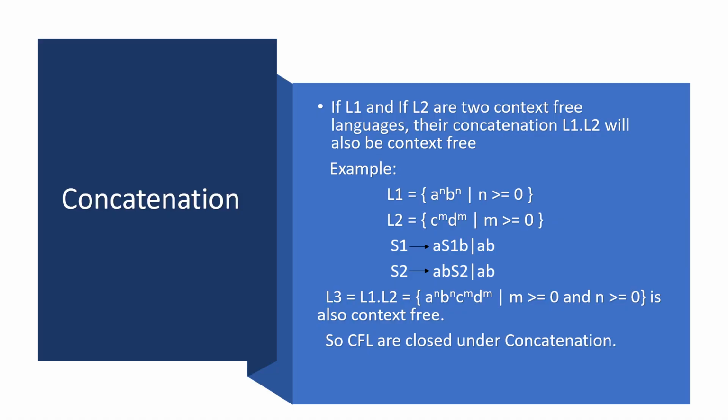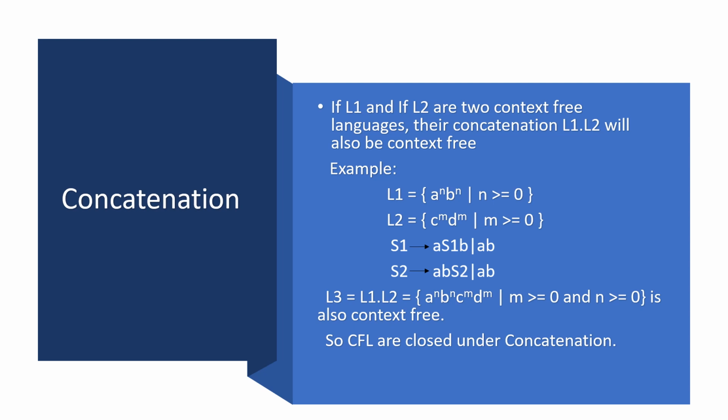Coming to concatenation, if L1 and L2 are two context-free languages, their concatenation L1 dot L2 will also be a context-free language. So if you do an operation between two context-free languages, then the resultant will also be a context-free language. With an example, we will explain this concatenation operation: L1 is equal to a power n b power n, where n is greater than or equal to 0, and L2 is equal to c power m d power m, where m is greater than or equal to 0.